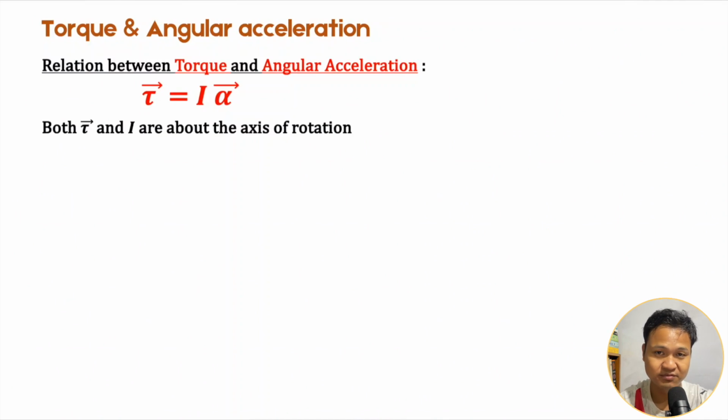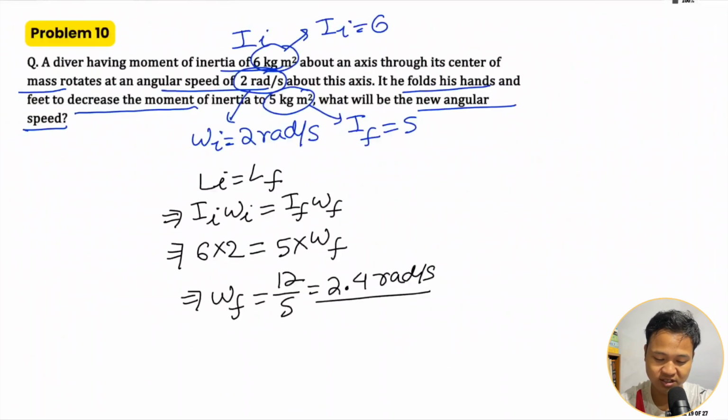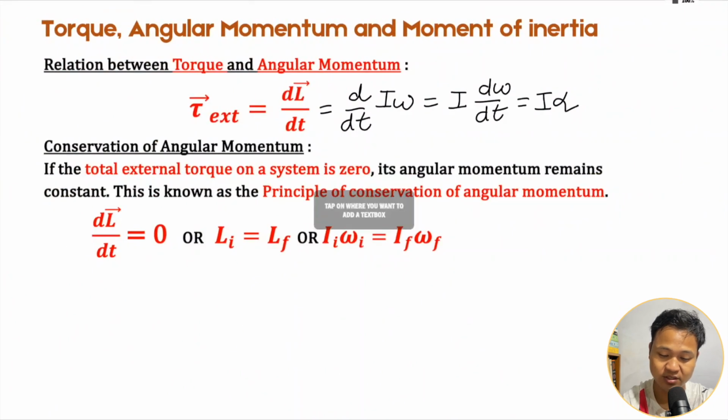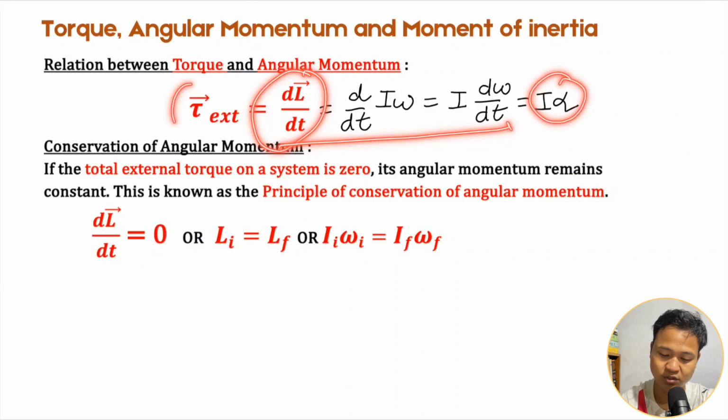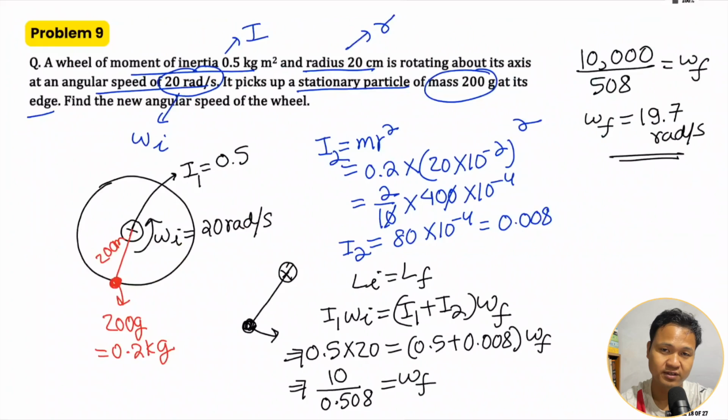Now the last concept video: we derived that torque equals I into alpha. See this derivation here. So I will have this torque equals I into alpha.